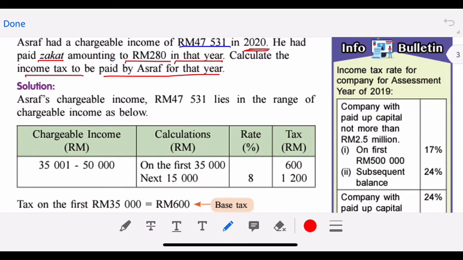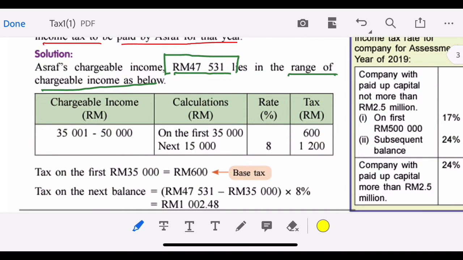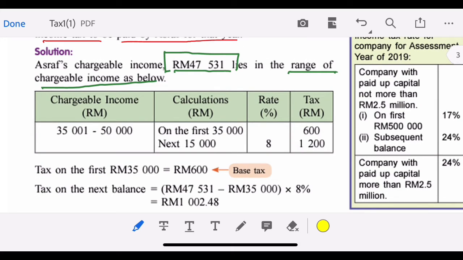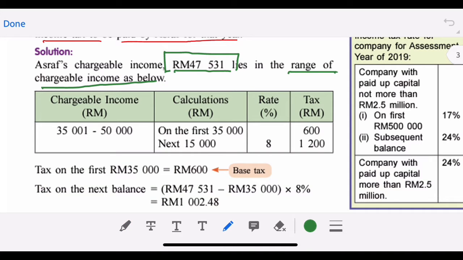Alright, so solution, let's see how to work out the calculation. Firstly, we need to know that the chargeable income is 47,531. We need to refer to the table and find which range the chargeable income lies between. It is between 35,001 and 50,000. That is the row of the chargeable income you should refer to from the table given.